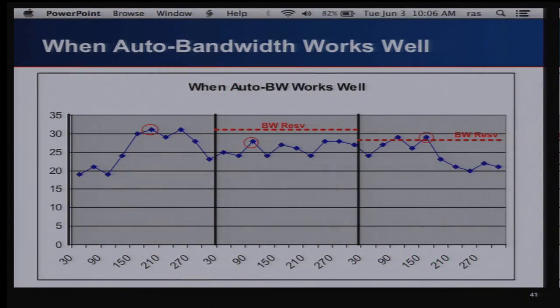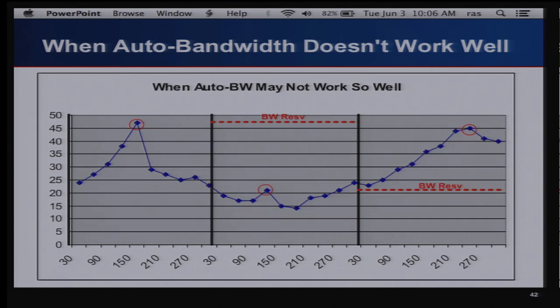So here's an example of what happens when auto bandwidth works really well. You look at your previous statistics here on the left, and you say, well, this was my peak, and this is how much I think the bandwidth needs to be. Then in your next cycle, you make that reservation, and it tends to be pretty correct. And then the next cycle, again, you say, hey, it lowered by a little bit, so I'm going to lower my bandwidth reservation, and again, it turned out to be pretty correct.